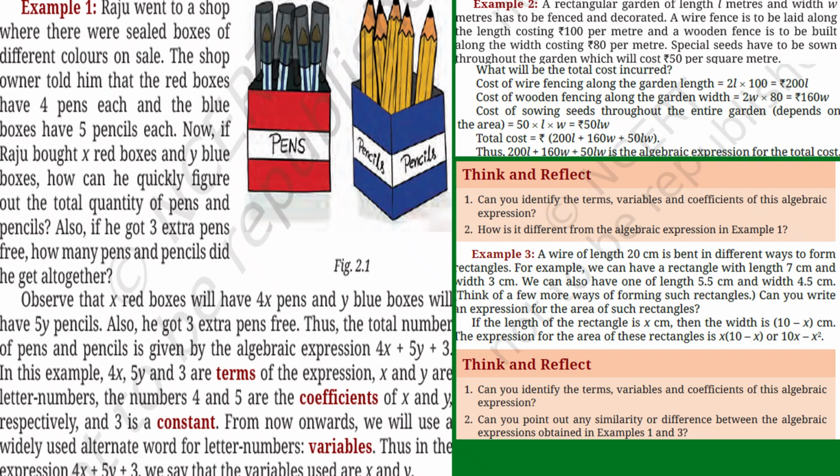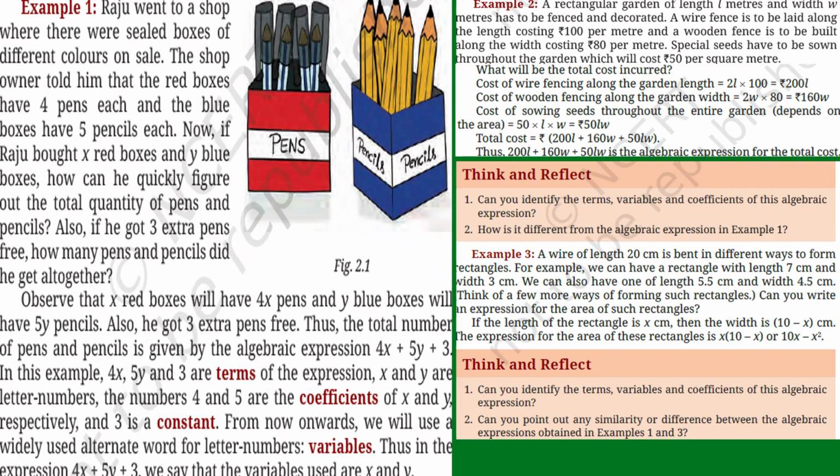So for 1 square meter, it is 50 rupees. So for LW area, what is the cost? It is 50 LW. Now the total cost is the addition of all these three. Now this addition of these terms is the algebraic expression. What is our intention? Our intention is to indicate or to demonstrate the values given in terms of an algebraic expression.